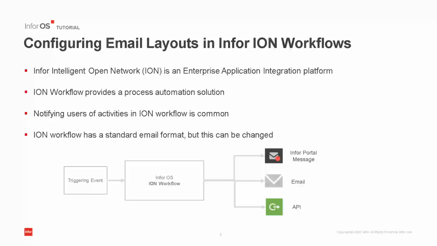Whether that's approval activities, meaning you need to log into the system and approve something, or that an event happened, just a notification, and no action is required. ION Workflow has a standard email format when you're emailing people these types of notifications. But this can be changed, and that's what we'll be doing in this tutorial.